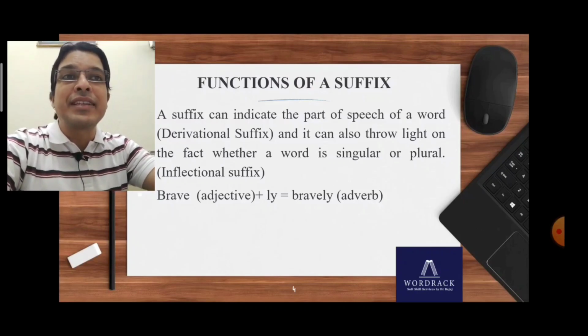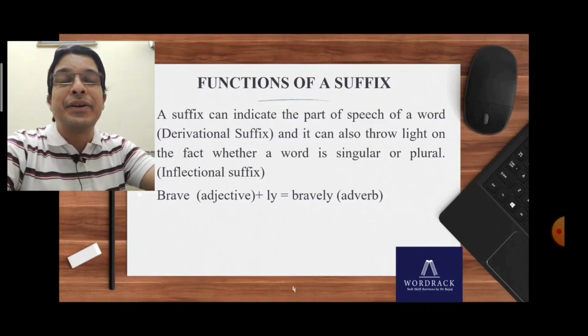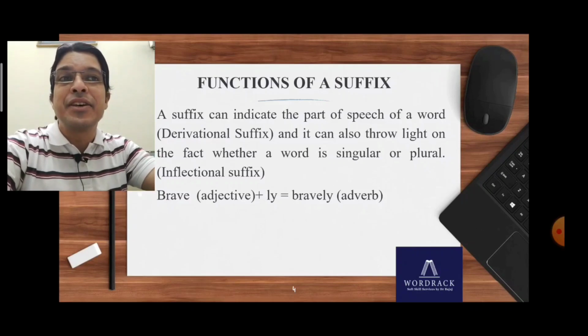Now, contrary to this, inflectional suffix is the one which tells us whether the word is a plural or not. So, very common example, desk, singular form. We add s to it, it becomes desks. So s here is a suffix which is an inflectional suffix.